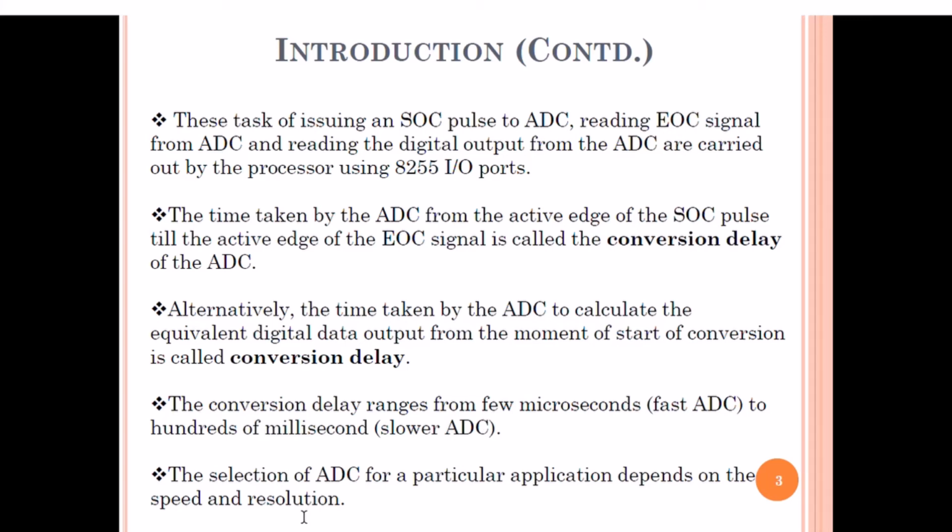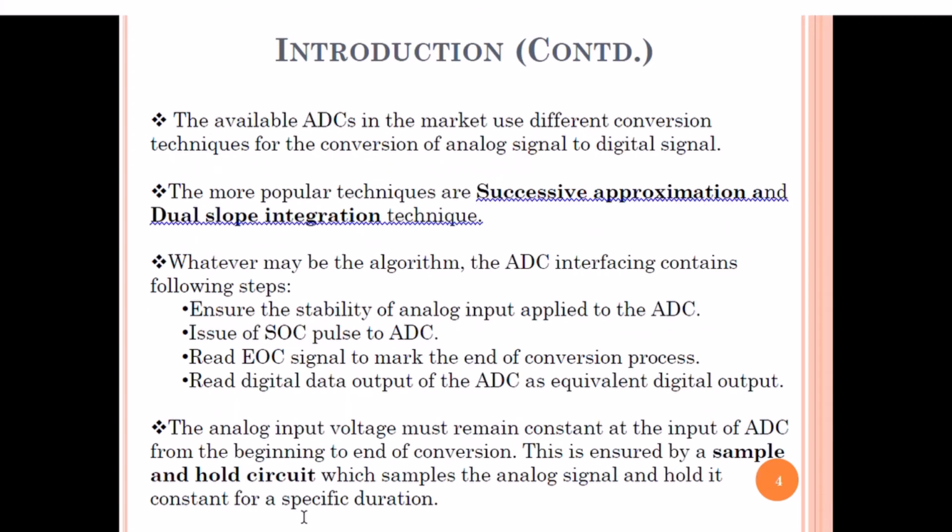Resolution is the number of bits in which it gives the output, the digital data. If it is 8 bits versus 10 bits, the 10 bits is more accurate. So the higher the resolution, the better the ADC. The available ADCs in the market use different conversion techniques for conversion of analog signals to digital signals. The more popular techniques are successive approximation and dual slope integration. These two are the techniques which ADCs implement to convert from analog signal to digital data.